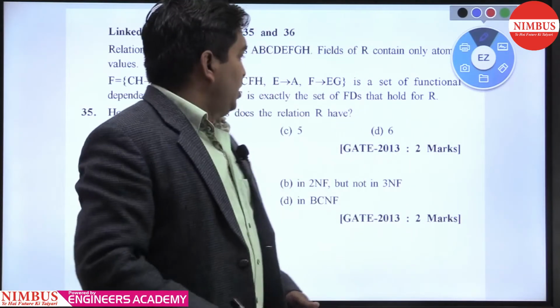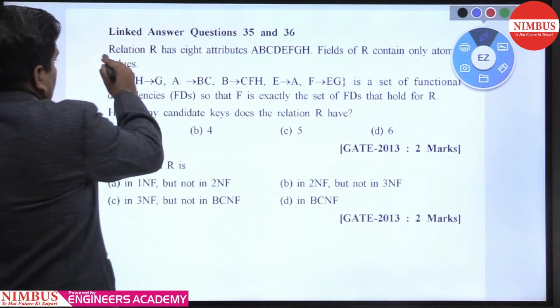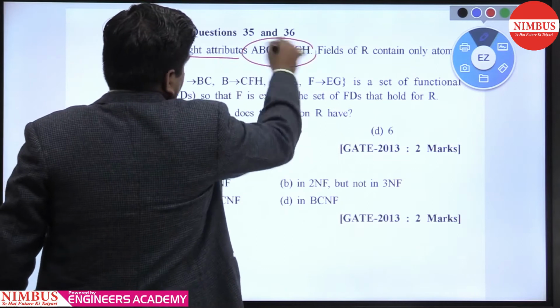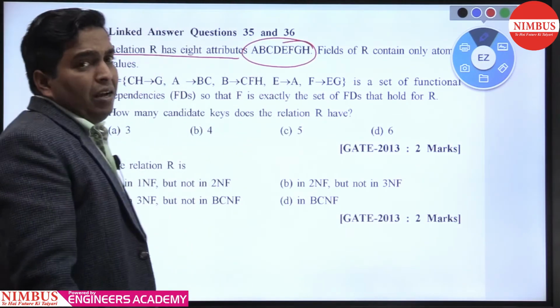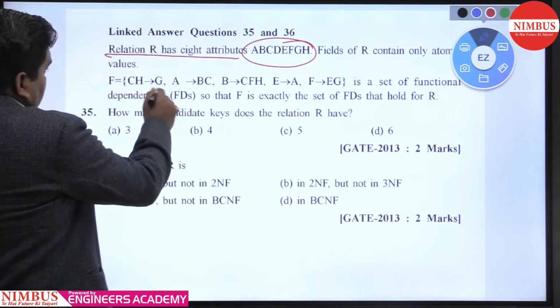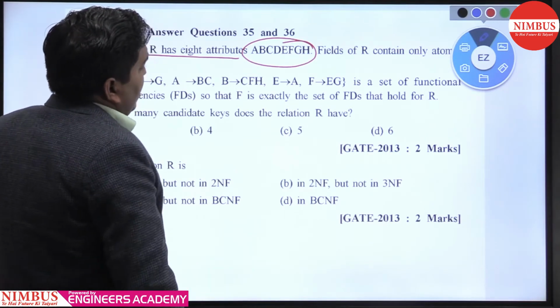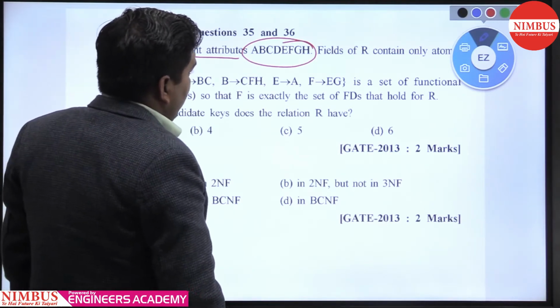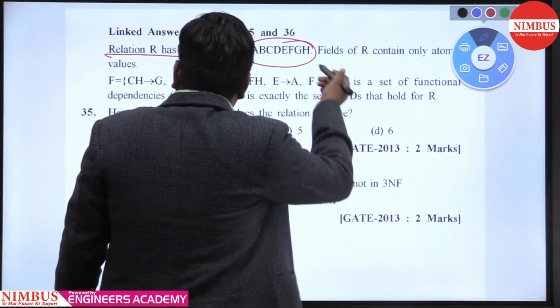Hello student, this is the question GATE 2013, 4 marks. This is a link question. A relation R has 8 attributes, and R contains only atomic values, meaning all the attributes are atomic, and this FD set is given: CS tends to G, A tends to BC, B tends to CFH, E tends to A, and F tends to EG. Getting my point? This is the set of FDs, and F is exactly the set of FDs that hold on R.